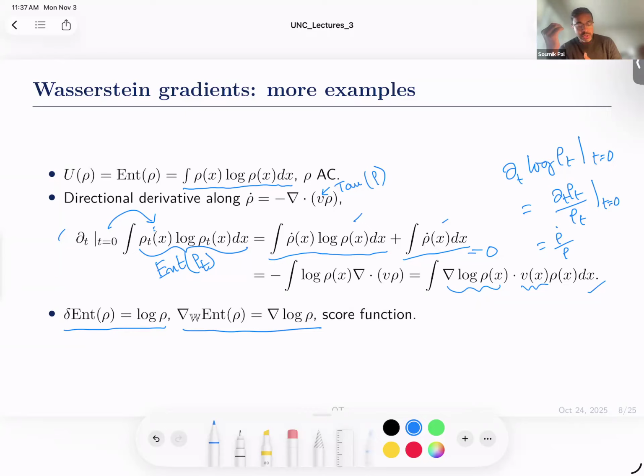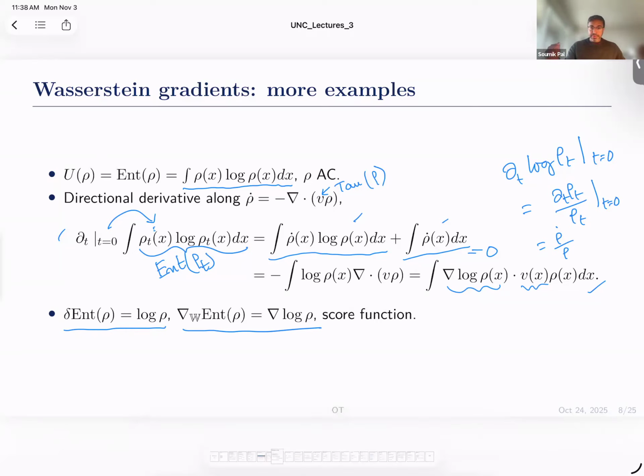Going back to Jeffrey's question, this is an example where the Wasserstein gradient is actually changing with rho, because it's the gradient of log rho. So as you change rho, the gradient of log rho is changing. Good. Any question about this example?